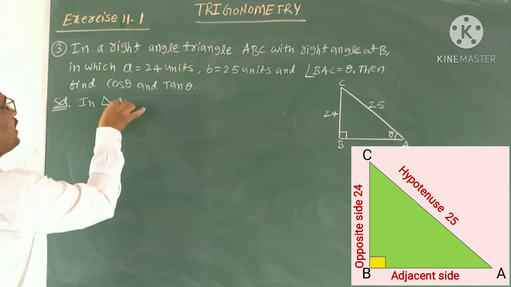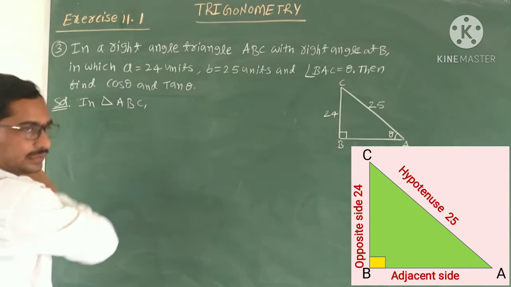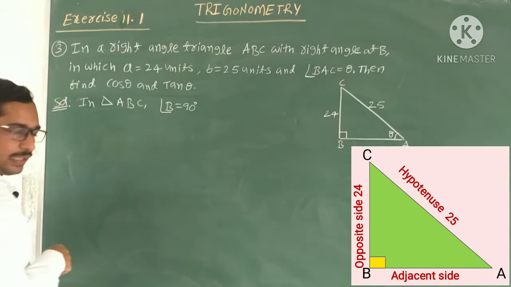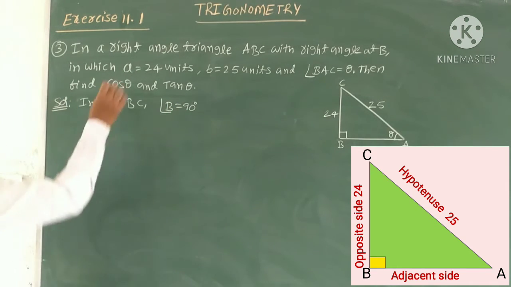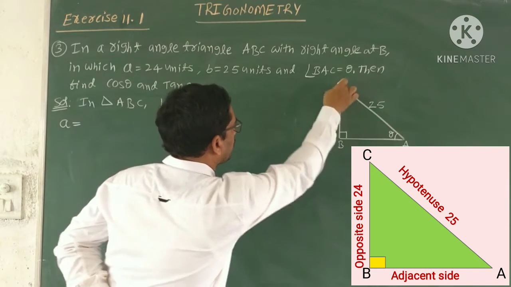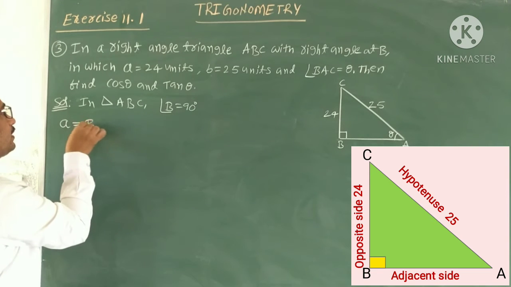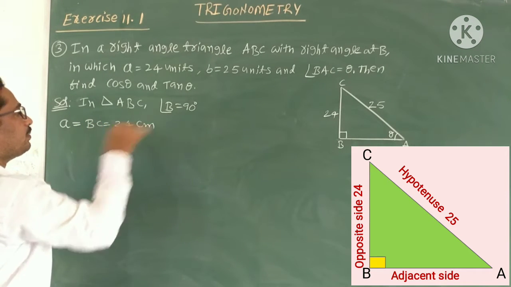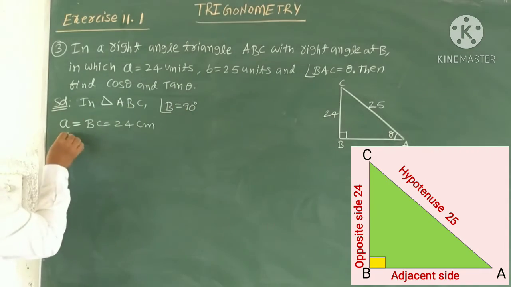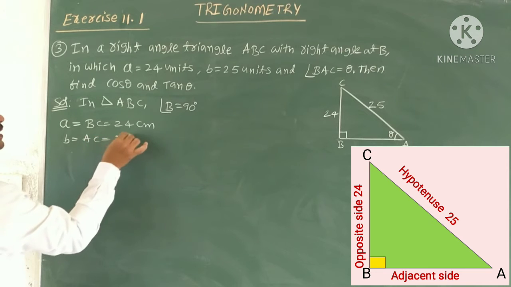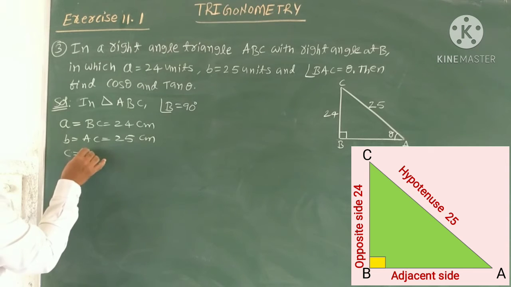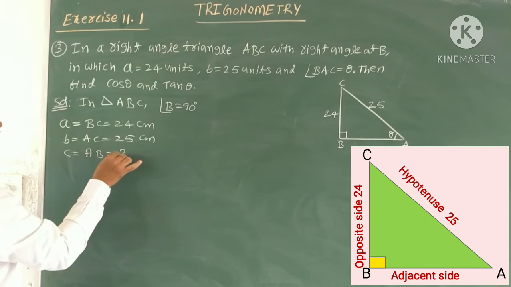In triangle ABC, a right angle triangle, the right angle is given at B. Small a means the length of side BC, which is 24 centimeters. Small b, the length of side AC, is given as 25 centimeters. We have to find out small c, that is the length of AB.